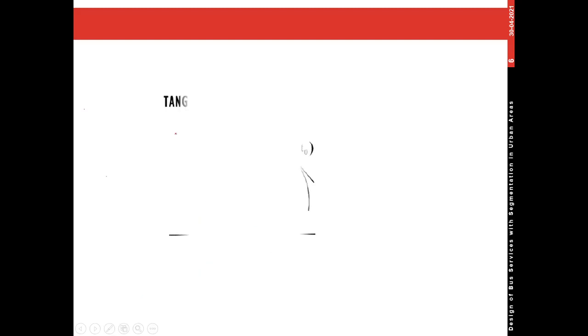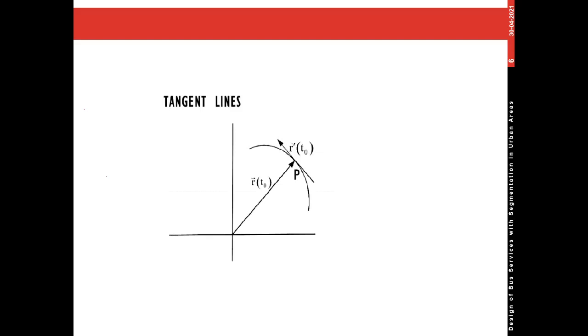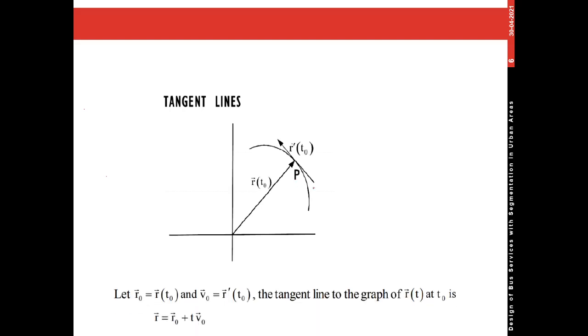This is very important. Okay, so now I will define what tangent lines are. So the tangent line is simply the equation of the tangent line. If r0 is this point, this is the vector r of t0, that is r0, and we know that this is the tangent at that point, r dash of t0. We want to find the equation of the tangent line to the graph at t0. So that is the line which is parallel to the tangent vector, this tangent vector r dash of t.